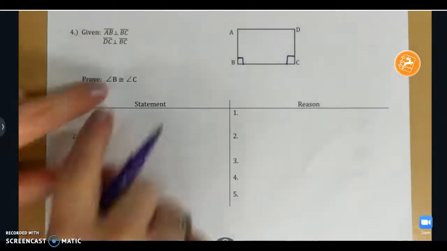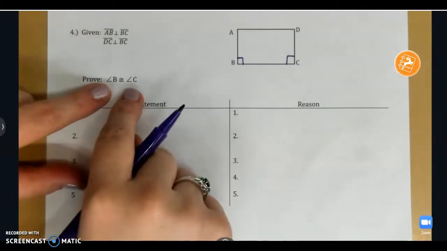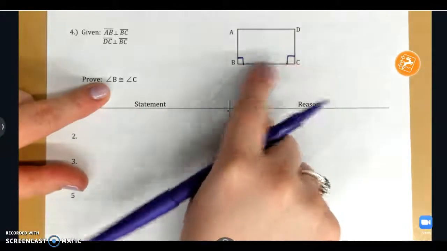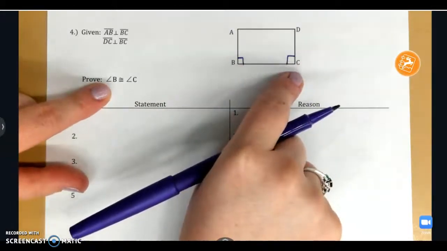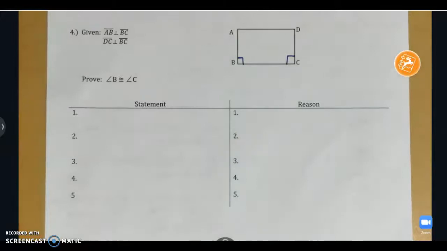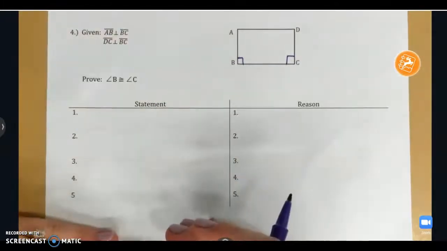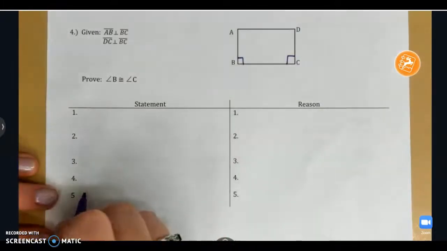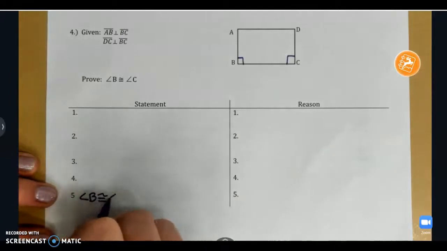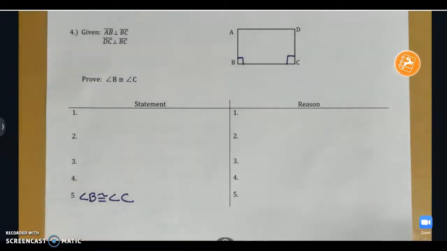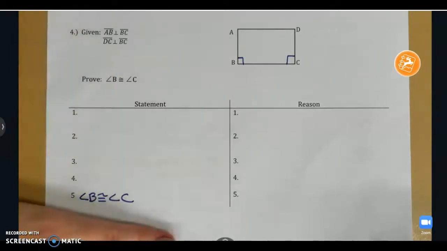So in order to state that angle B and angle C are congruent, I have to first prove that each of these angles are right angles, because one of the theorems that we've already used is that if two angles are right angles, they are congruent. So my last thing is going to be that angle B is congruent to angle C. Okay? That's going to be our last statement. So sometimes you might work backwards, sometimes you can work and figure out what's in the middle. So that's going to be my last statement.